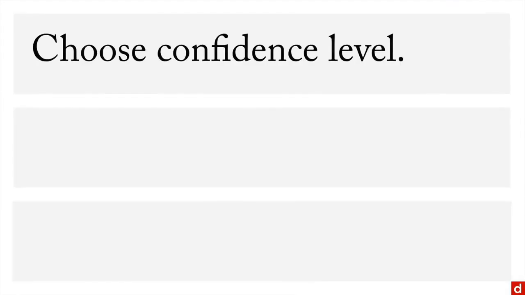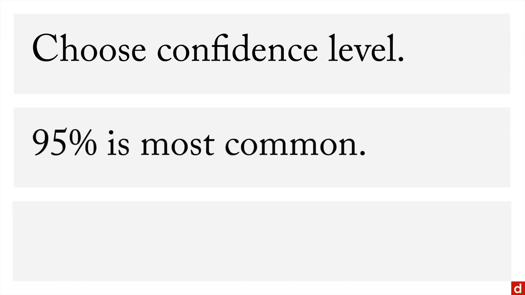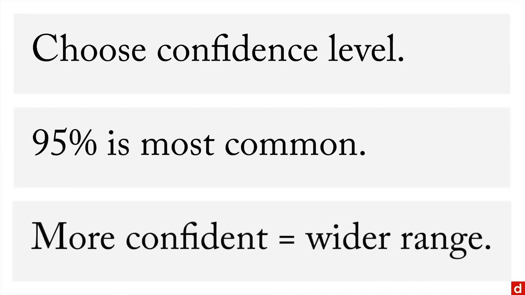First, you need to choose a confidence level, anywhere from, say, well, you can't have 0. It has to be more than 0, and it can't be 100%. Choose something in between. 95% is the most common. And what it does is it gives you a range of numbers, a high and a low. And the higher your level of confidence, the more confident you want to be, the wider the range is going to be between your high and your low estimates.